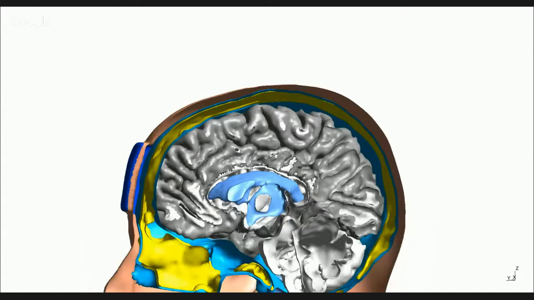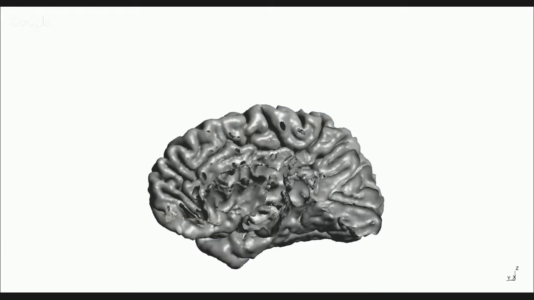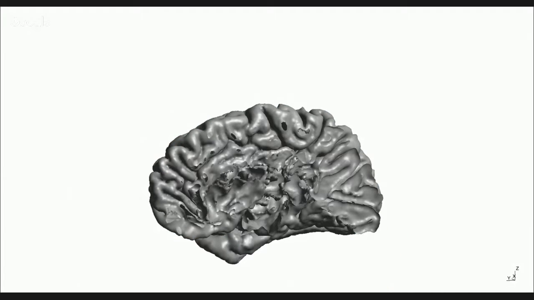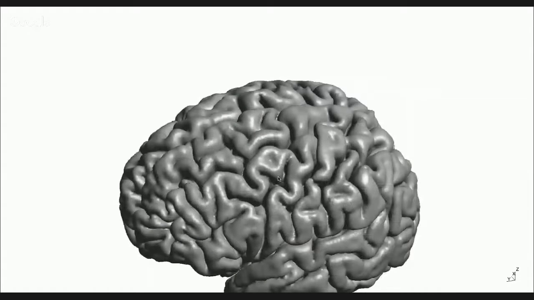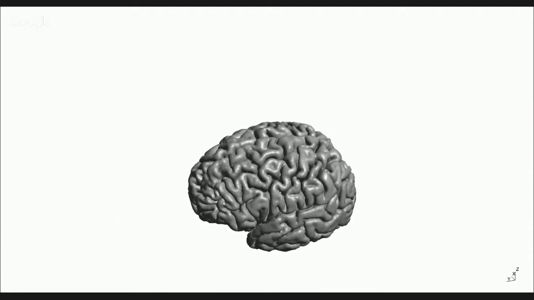So we can also show just one of the surfaces, for example just the gray matter. Another one. So the simulation results will then look a bit different.